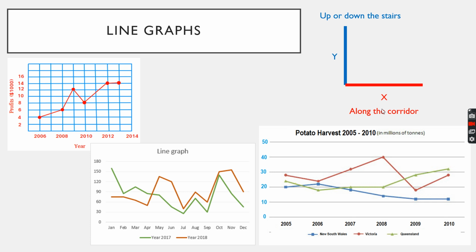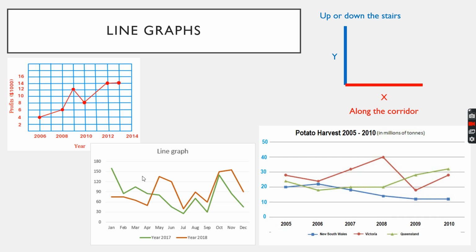I quite like to add along the corridor and up or down the stairs, because I don't actually think we always go up, and I'm going to show you an example of that in a moment. So let's go over to our first line graph. You'll notice this one's quite a nice one. I think they've been quite kind to you here because we've got the grid in the background, which makes it really easy to read. We've also got quite large dots, which really shows you each individual point.